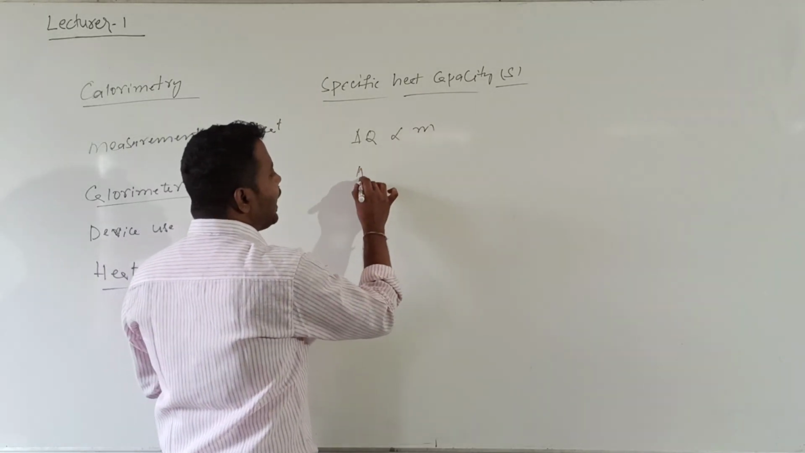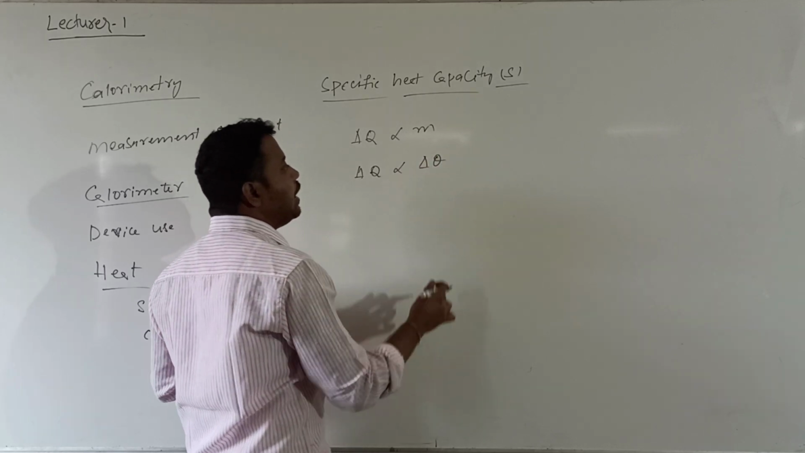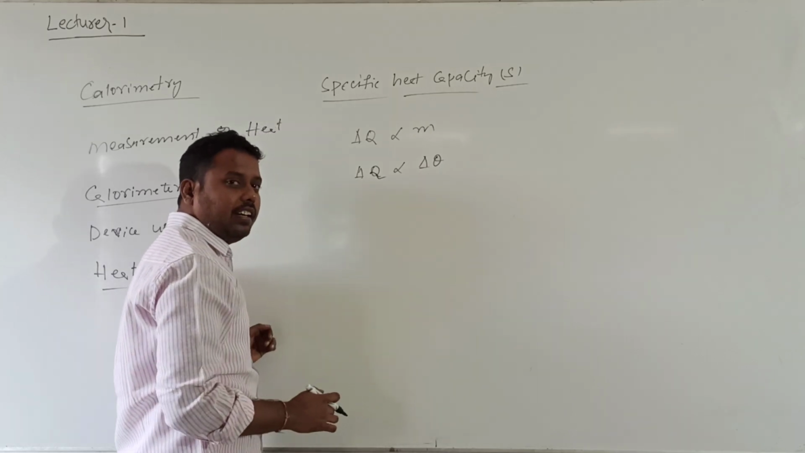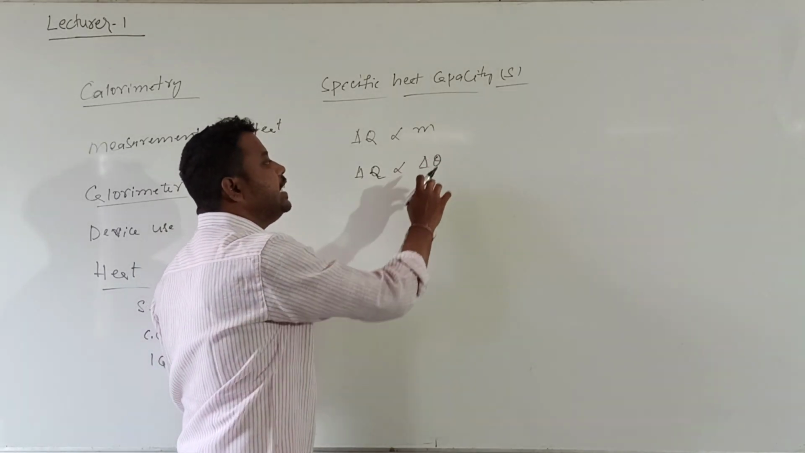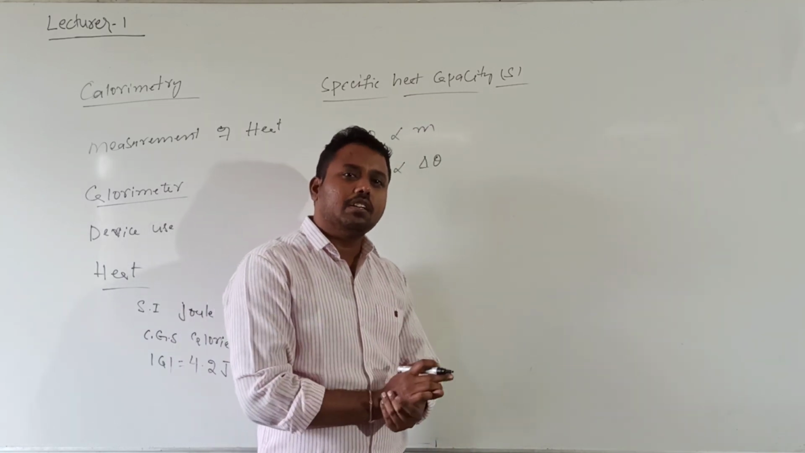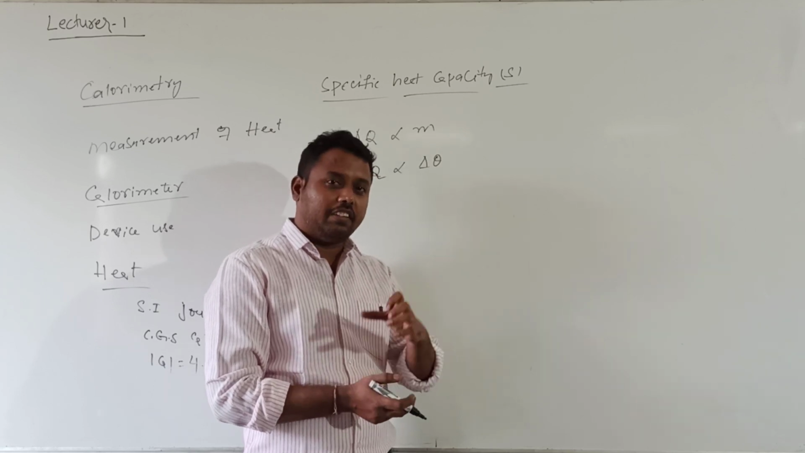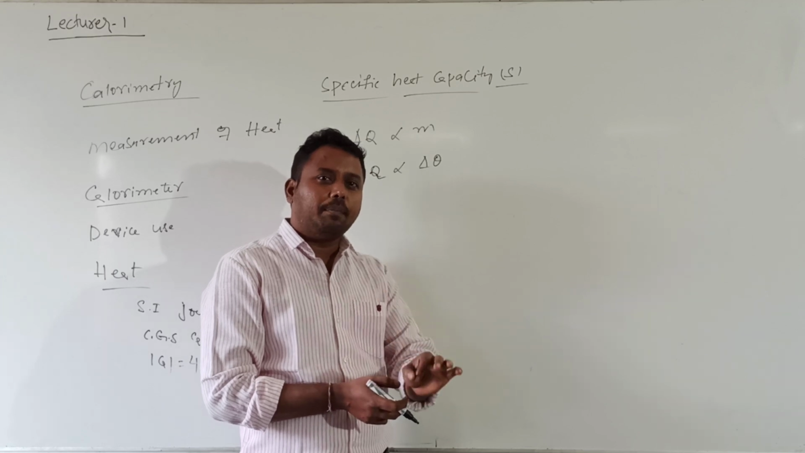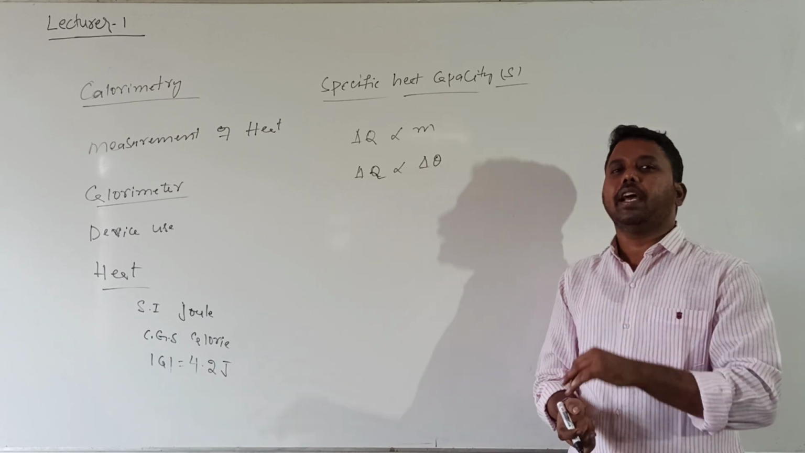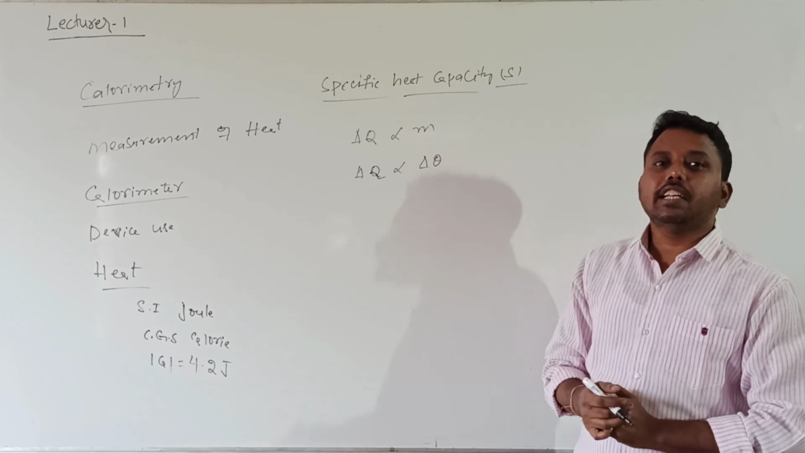Understood? At the same time, the heat needed is directly proportional to the rise in temperature. Be careful with the symbols: this is delta Q, this is delta theta, where delta theta is the change in temperature. If you want to increase the temperature more, you need to supply more heat. If you want to increase it less, you need to supply less heat. So the heat required depends upon the mass and the rise in temperature.